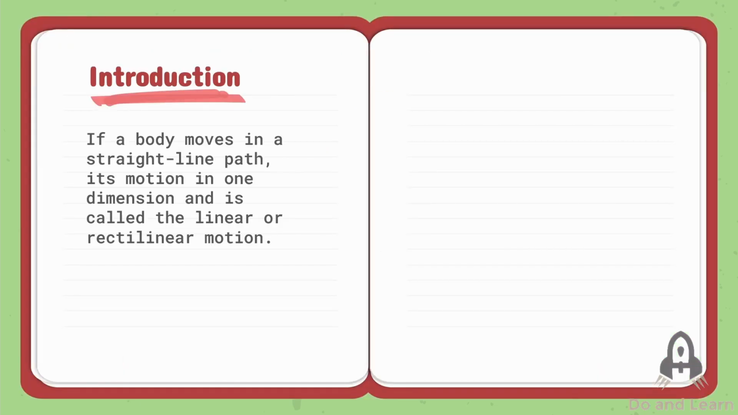If a body moves in a straight line path, its motion is in one dimension and is called linear or rectilinear motion. I have discussed this in the previous video, part 1. If you did not watch the previous video, the link is given in the description. You can click the link. In part 1, I have explained what one-dimensional motion is.